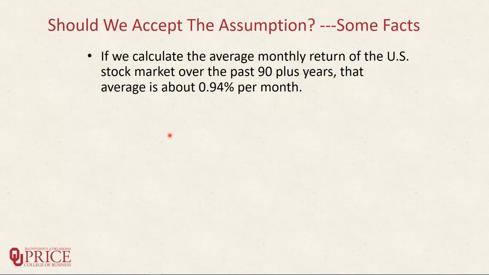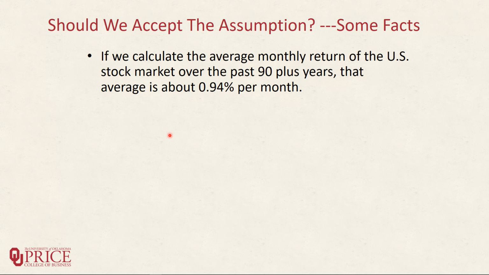So if we're going to use the distribution that we calculated from the past return as our forecast distribution, then we have to believe that basically history will repeat itself. The future is going to look like the past. Then the question is, is this assumption reliable? Can we accept that assumption?